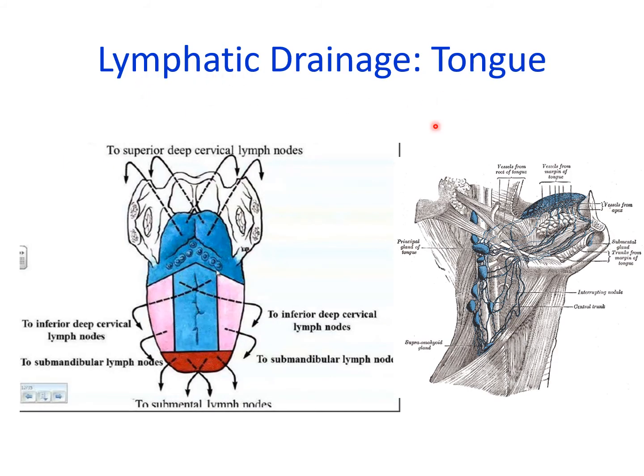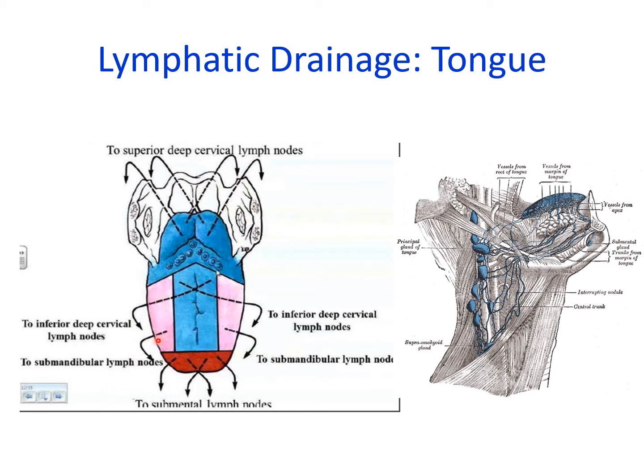Just a few words about the lymphatic drainage of the tongue. As you might know, the tongue is the commonest site for intraoral squamous cell carcinoma. In order to understand lymph node metastasis from tongue cancer, we need to revisit the lymphatic drainage of the tongue. So the apex of the tongue, as we've discussed previously, drains into the submental group of lymph nodes, which in turn drain into the submandibular, and the submandibular drain into the superior deep cervical lymph nodes.